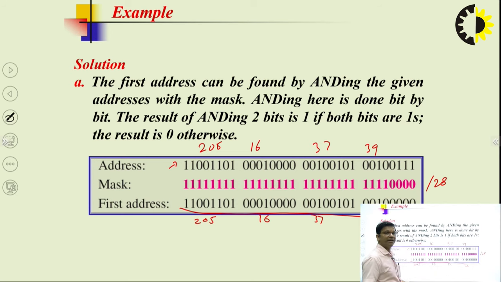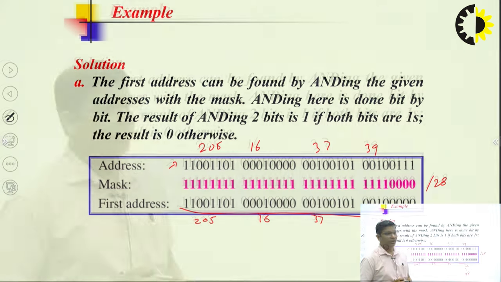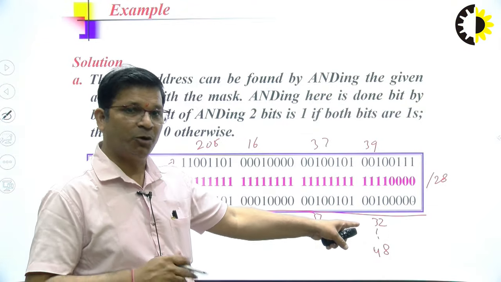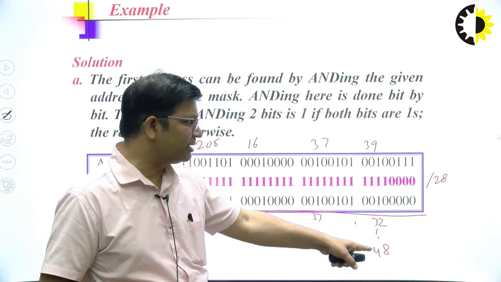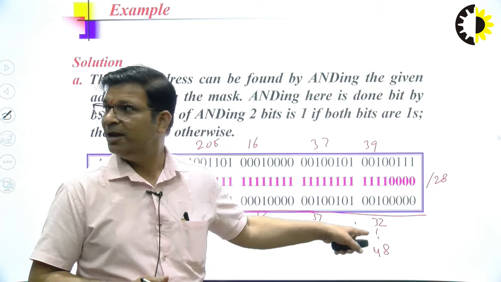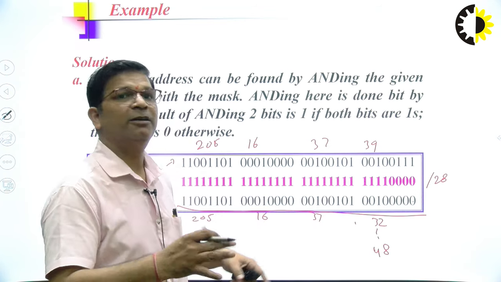How many hosts can it hold? It holds 16 addresses and 14 hosts. So 16 addresses from this to 48. Okay. So it holds 16 addresses. The first address is kept reserved for the network address, and the last address is kept reserved for the broadcast address, and the rest of the addresses are kept as host addresses.